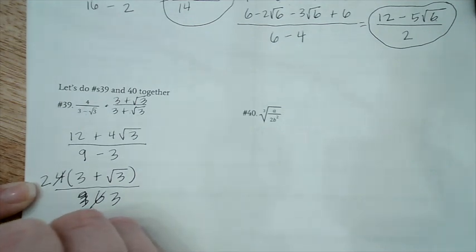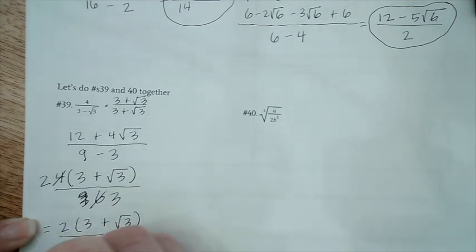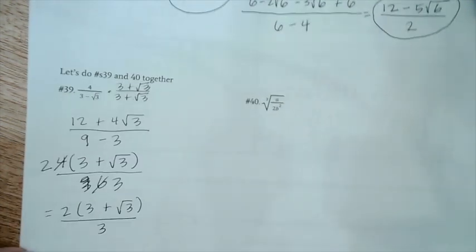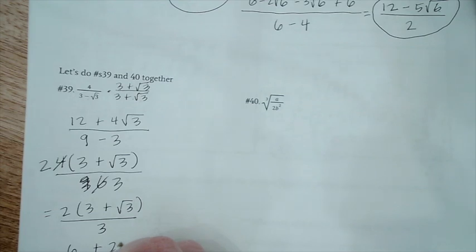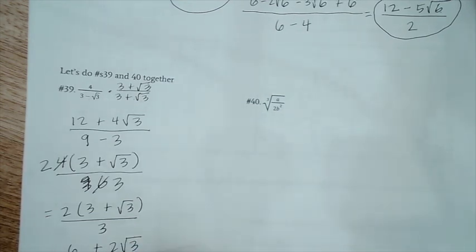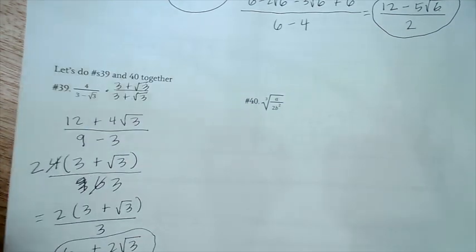So then now I'm going to go back. Let me rewrite it. And to simplify it, I need to do distributive property. This becomes 6 plus 2 times square root of 3 over 3. So this is where we combined a lot of chapter 7 and what we've been doing in chapter 8.